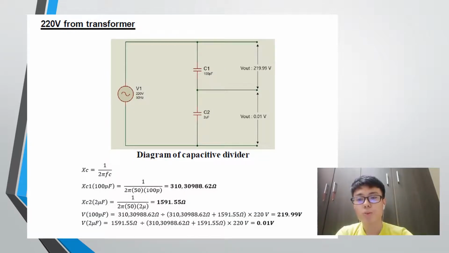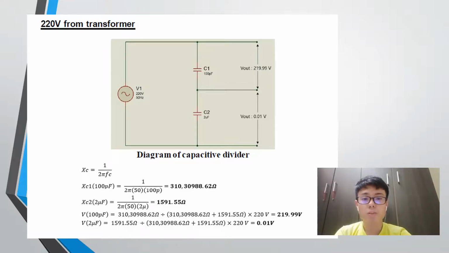Next, I will show the capacitive divider for the measurement, considering a high voltage level to a low voltage level. From the diagram above, we can see that the voltage supply is 220 volt, which is supplied from the transformer using parallel connection in the primary side. The reactance of each capacitance can be calculated using the formula 1 over 2 pi f C.